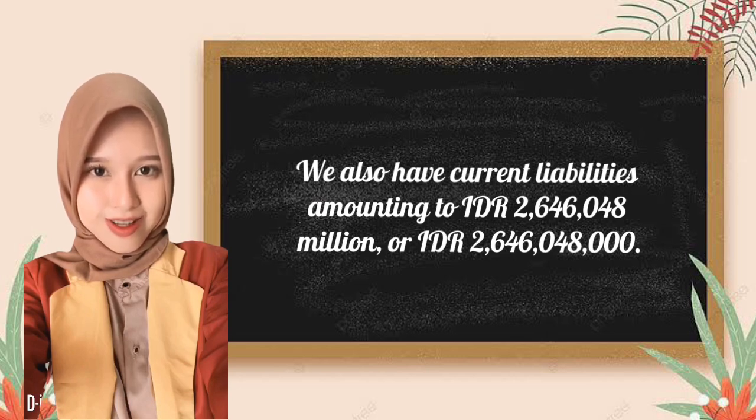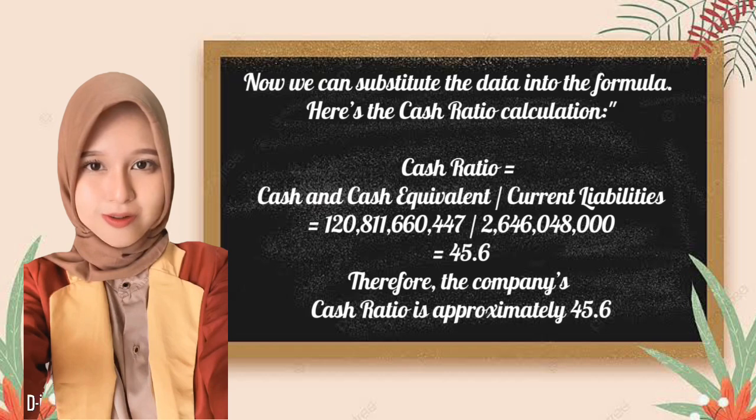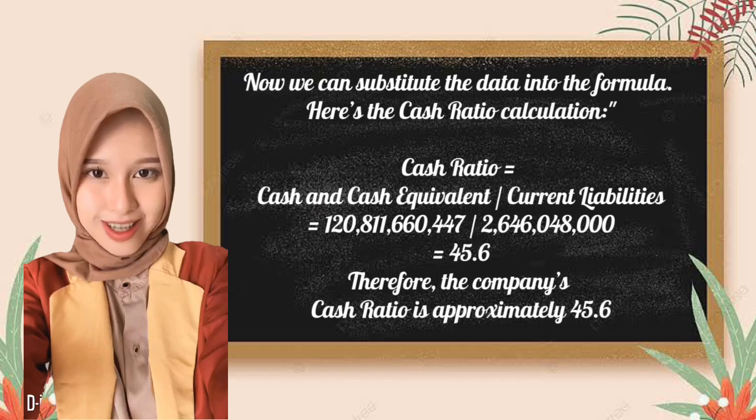Here's the cash ratio calculation. Cash ratio is equal to cash and cash equivalents divided by current liabilities, equals 120,811,660,447 divided by 2,646,048,000, equals 45.6. Therefore, the company's cash ratio is approximately 45.6.